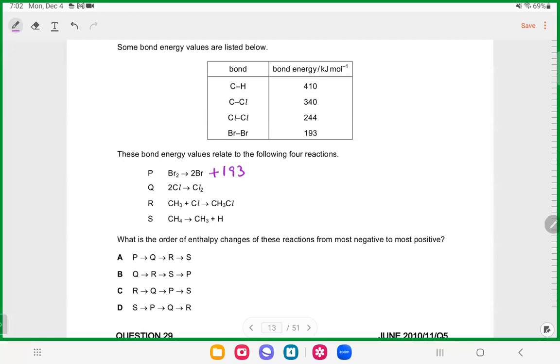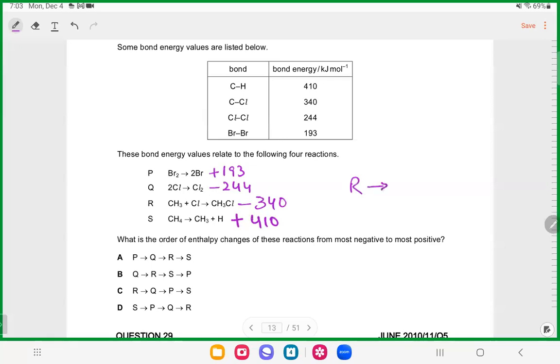Agreed? The second one, chlorine 2Cl से Cl2 बन रहा है. It is a bond formation, and the bond formation value of chlorine is 244. Bond formation is negative, so it is minus 244. In the R step, there is a carbon chlorine bond formed, ऐसा ही है ना? Bond formation is always negative, and carbon chlorine is 340. And then the last one is carbon hydrogen bond break हुए. Bond breaking is positive, and carbon hydrogen bond is 4. Now the most negative is R.